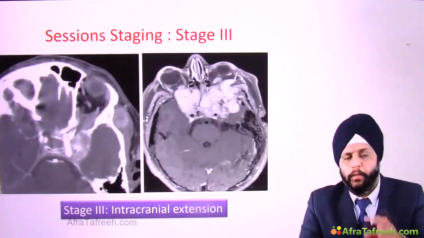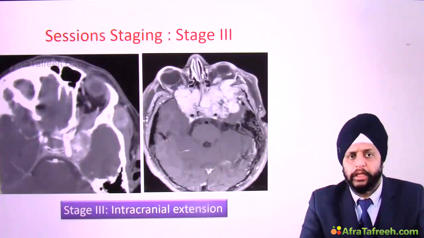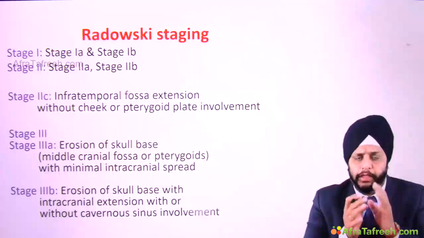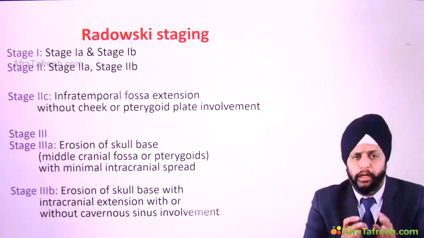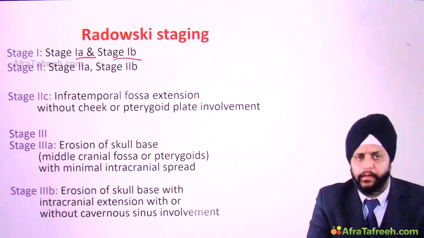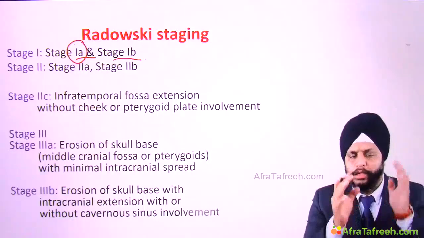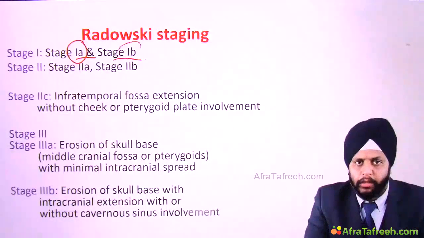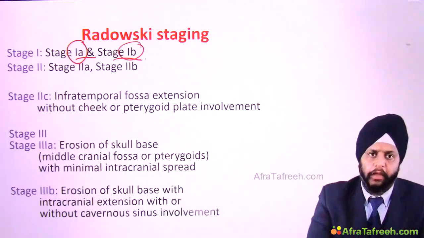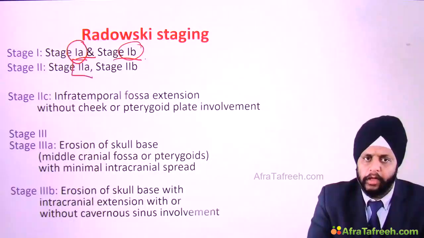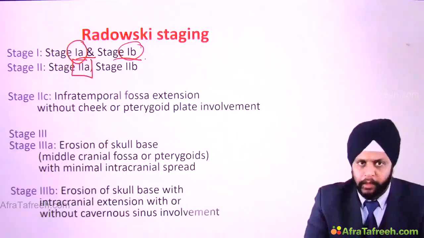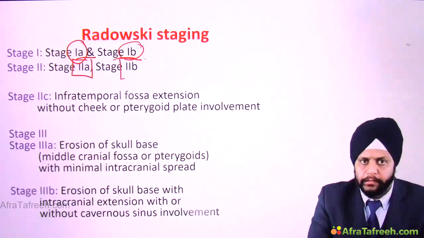Now, a modification of this Session staging is your Radkowski staging. Okay, now the Radkowski staging for stage 1 and 2 is same. So 1A, 1B is same. What was 1A? Nose and nasopharynx. What was 1B? Goes into one or more paranasal sinuses. Stage 2 is also same. Stage 2A, it goes into the pterygopalatine fossa. Stage 2B, there is antral sign.